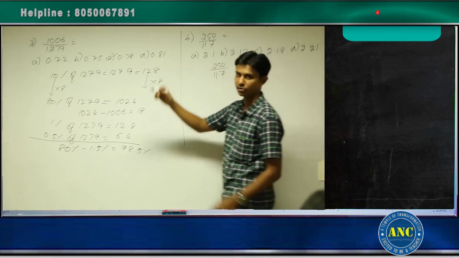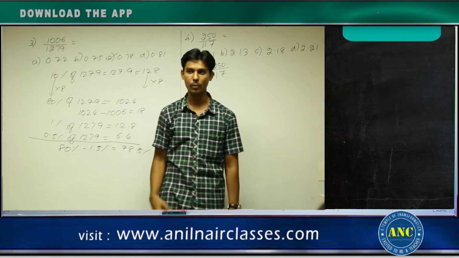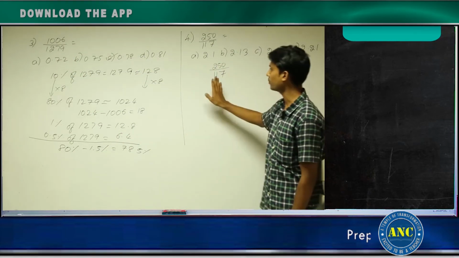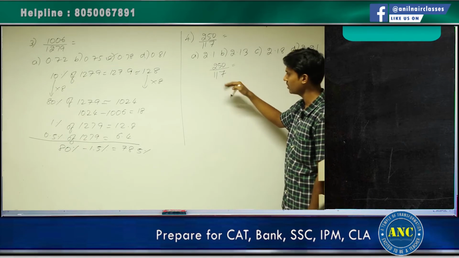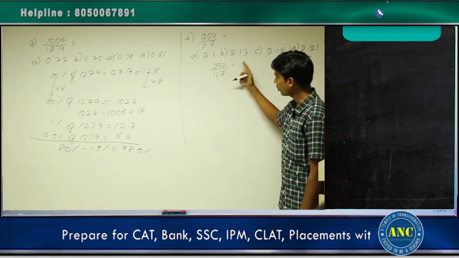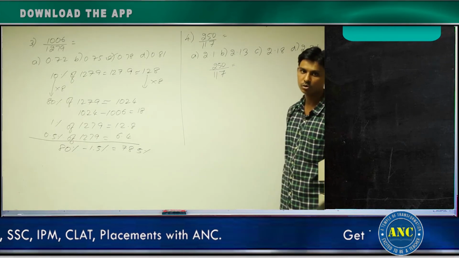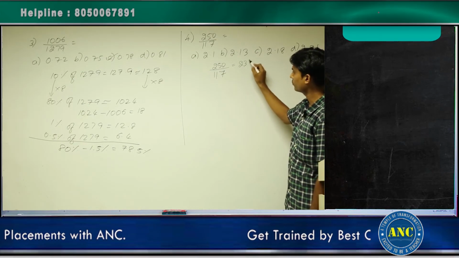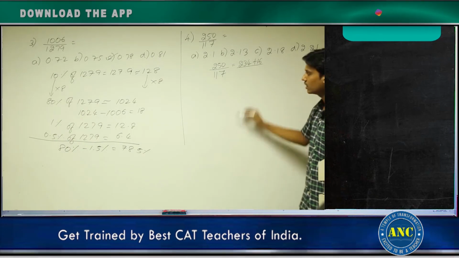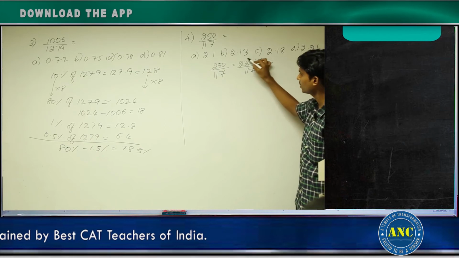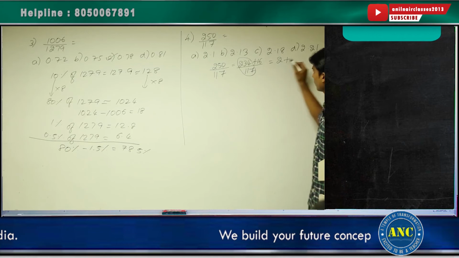If you observe the first three questions, numerator is lesser than the denominator. That means it is a proper fraction. Now it is an improper fraction. Numerator is greater than the denominator. When it is an improper fraction, the best way to solve it is to make one of the terms in the numerator a multiple of the denominator. What is 117 into 2? 234. Can I write 250 as 234 plus 16? 234 plus 16 is 250 only, right? Divided by 117. Why am I making it like this? 234 divided by 117 is 2, plus 16 divided by 117.